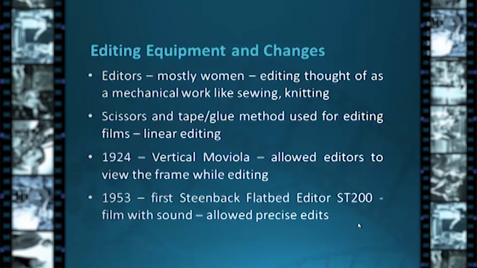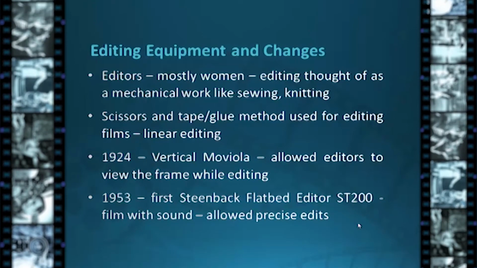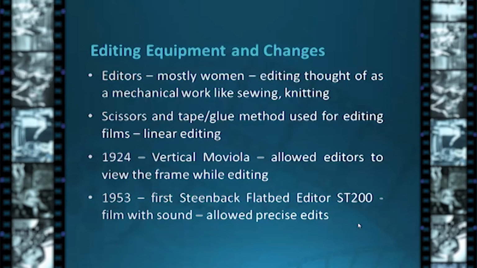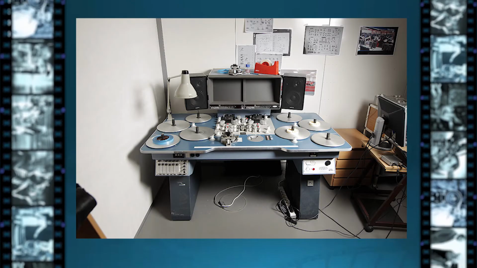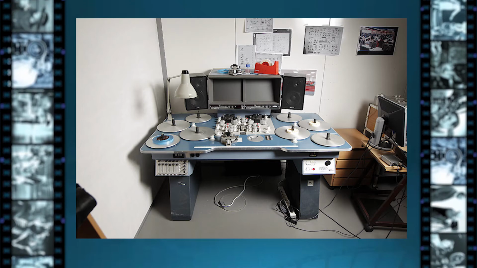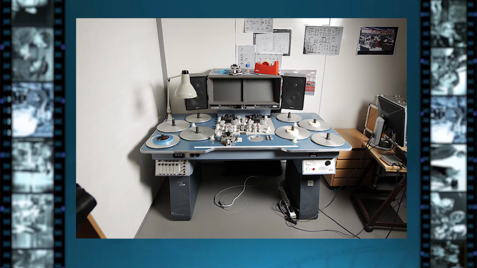In 1953, the first Steenbeck flatbed editor came into existence, which was the ST200. What it did was that it edited film with sound, and it allowed the editors to place very precise cuts. So these were various advancements that were taking place in editing.